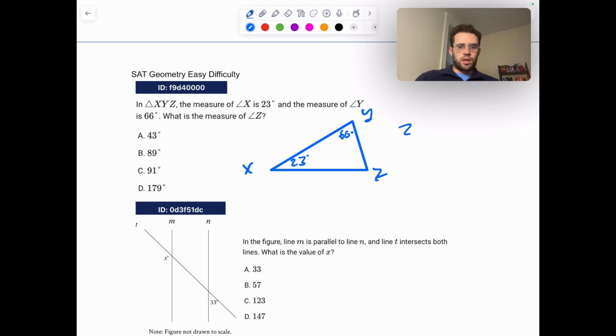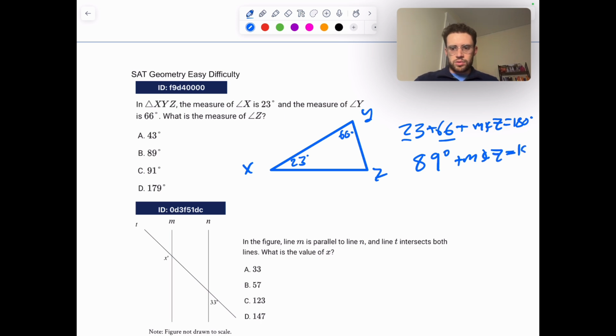So 23 plus 66 plus the measure of angle z adds up to 180 degrees. Any triangle will have all of the angles add up to 180 degrees. So 23 plus 66 gives us 89 degrees. 89 plus the measure of angle z equals 180. Now we could just subtract 89 from both sides. It gives us the measure of angle z is equal to 91 degrees. So 91, that's option C.